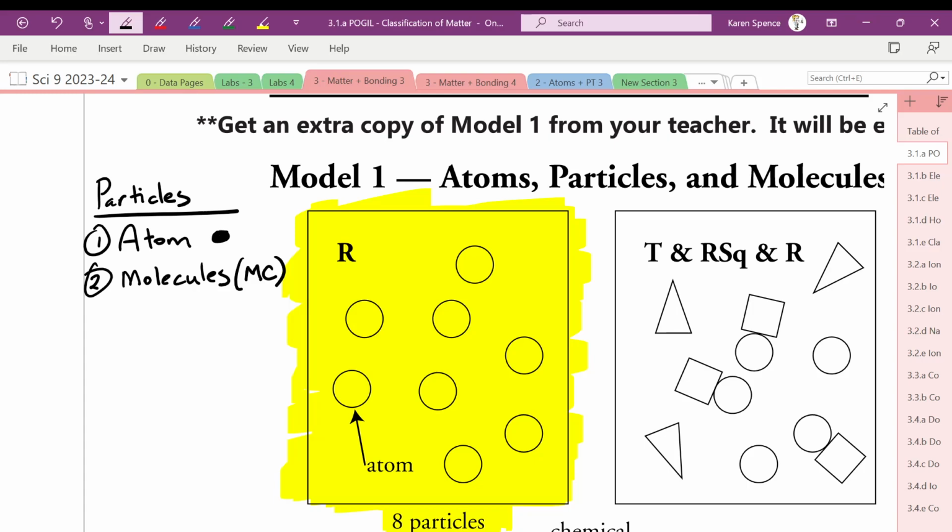What would a molecule look like? If this right here is an atom, what would a molecule possibly look like? I could have 2 circles, but they would have to be connected. Okay, so in a molecule, we have 2 atoms which are connected. Those 2 atoms could be the same, or those 2 atoms could be different. Okay, so those are molecules.